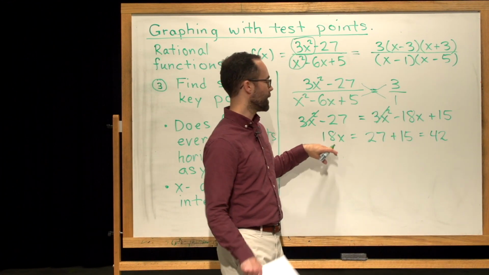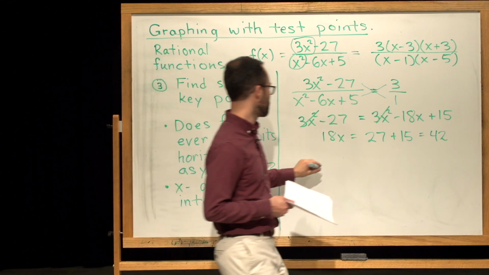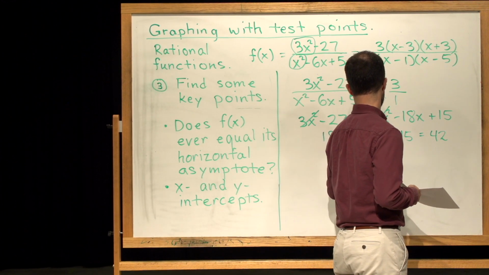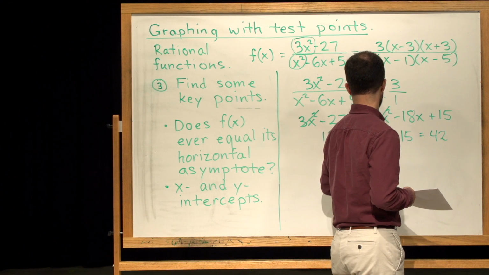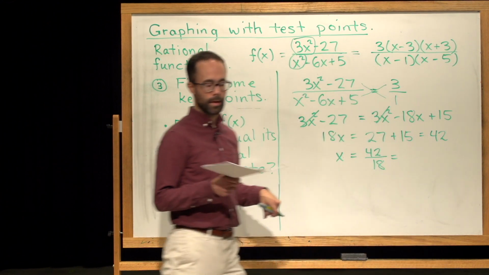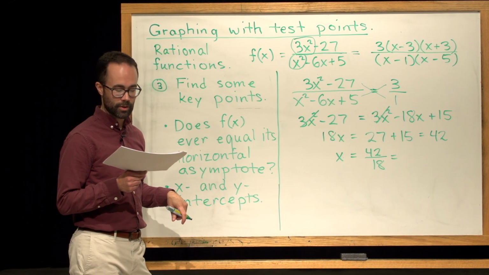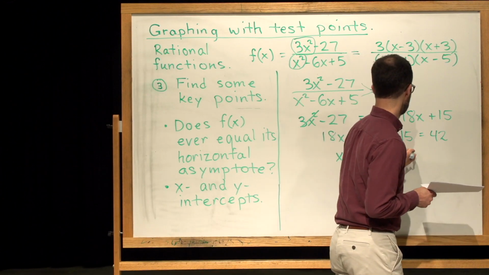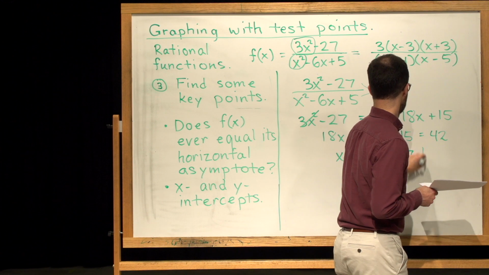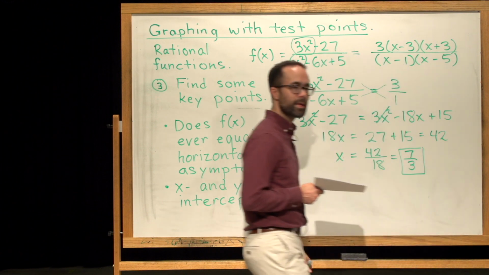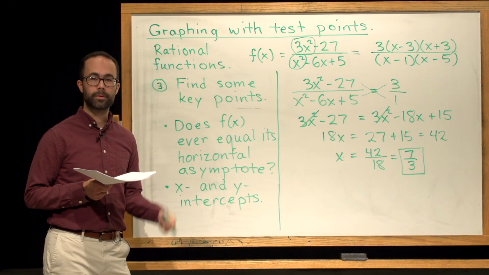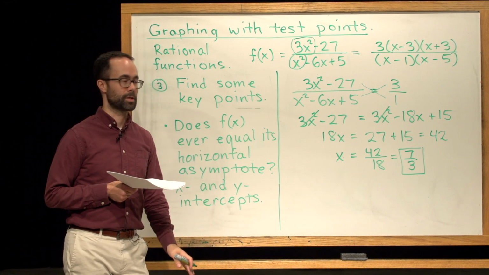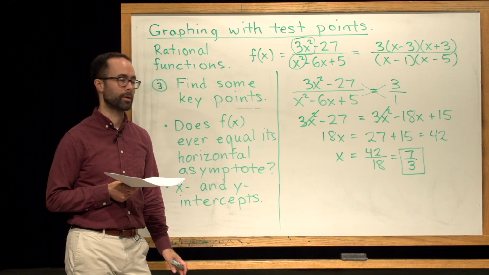We can see here if 18x is equal to 42, divide by 18. We get a nice fraction, and here's where I need to check what I've written here. We should get a 7 over 3. So what that tells us is when x is equal to 7/3, the function does cross over the horizontal asymptote. It'll have a y-coordinate of 3.